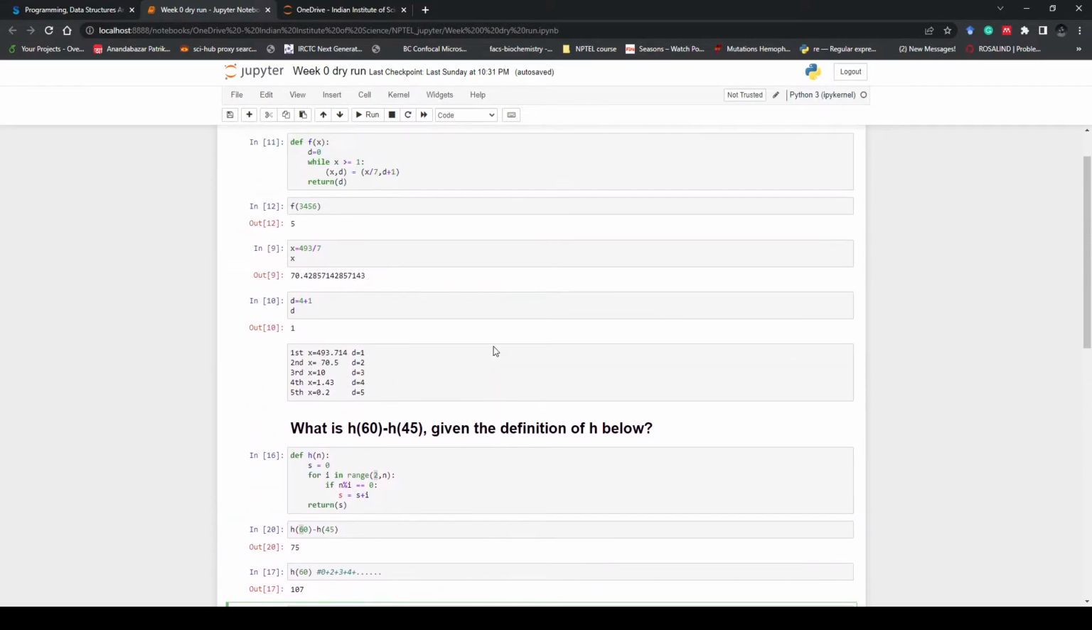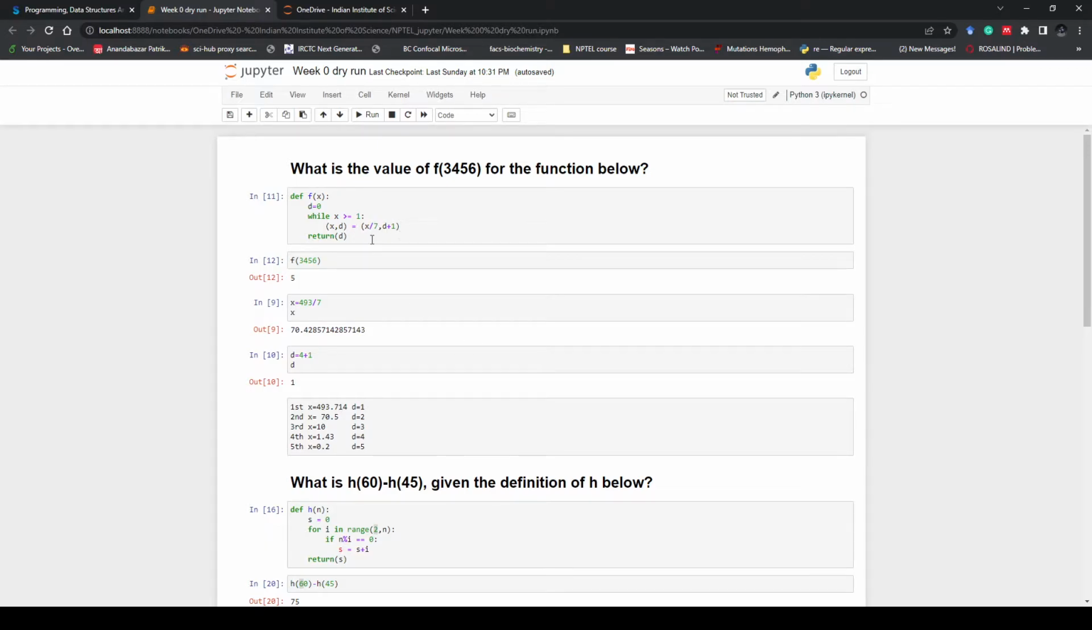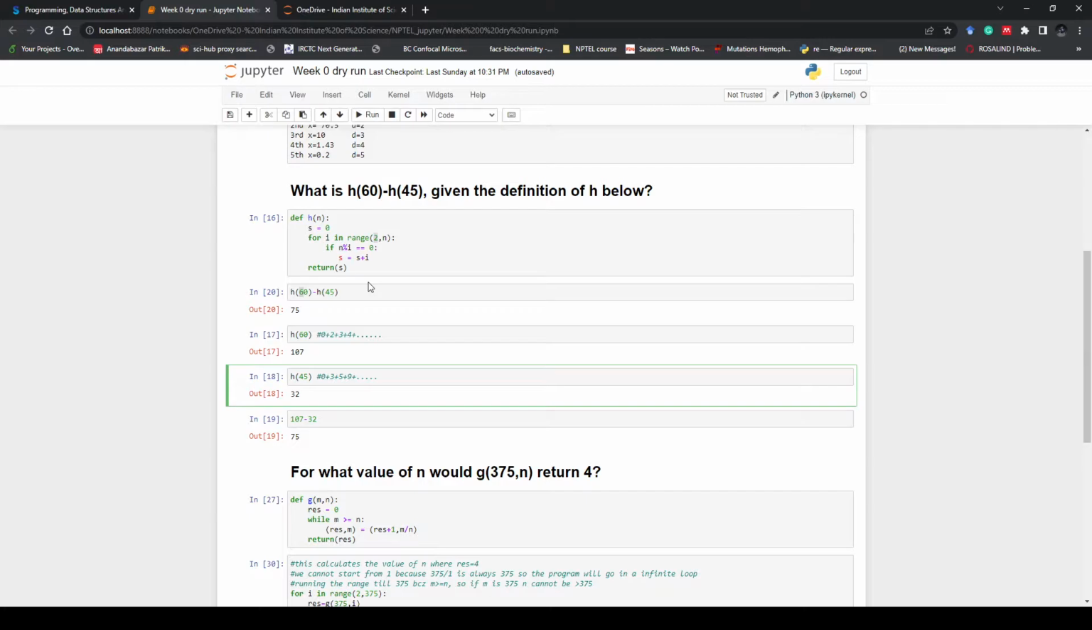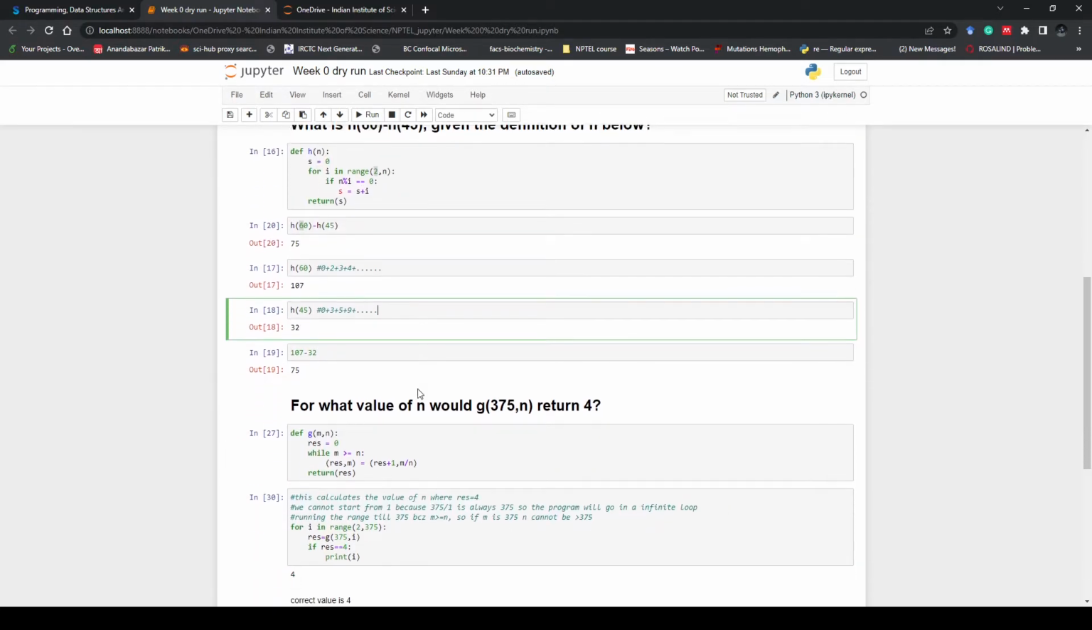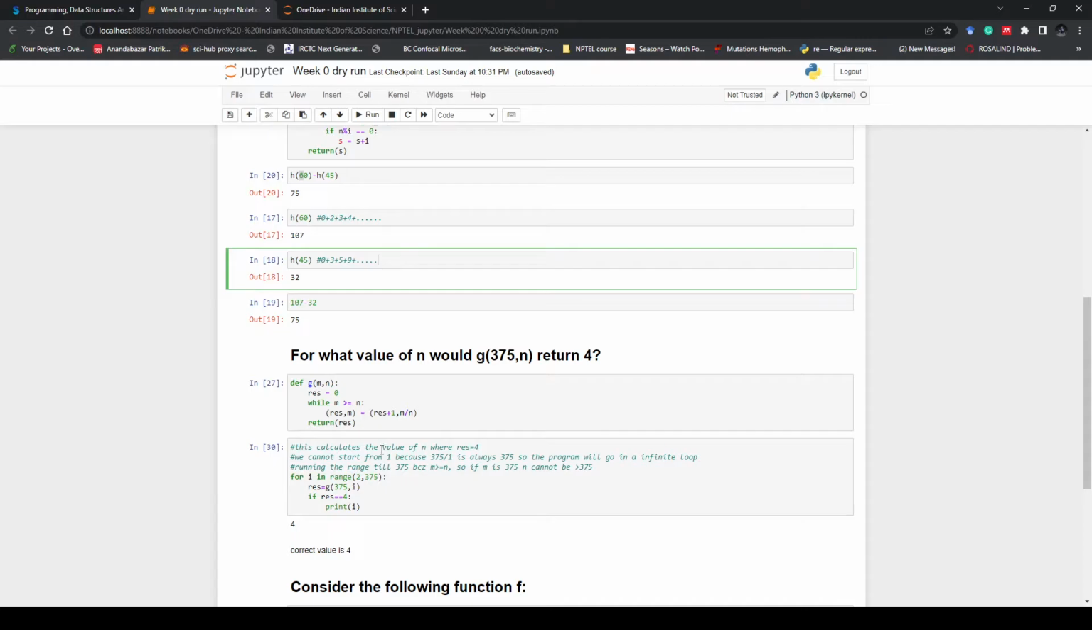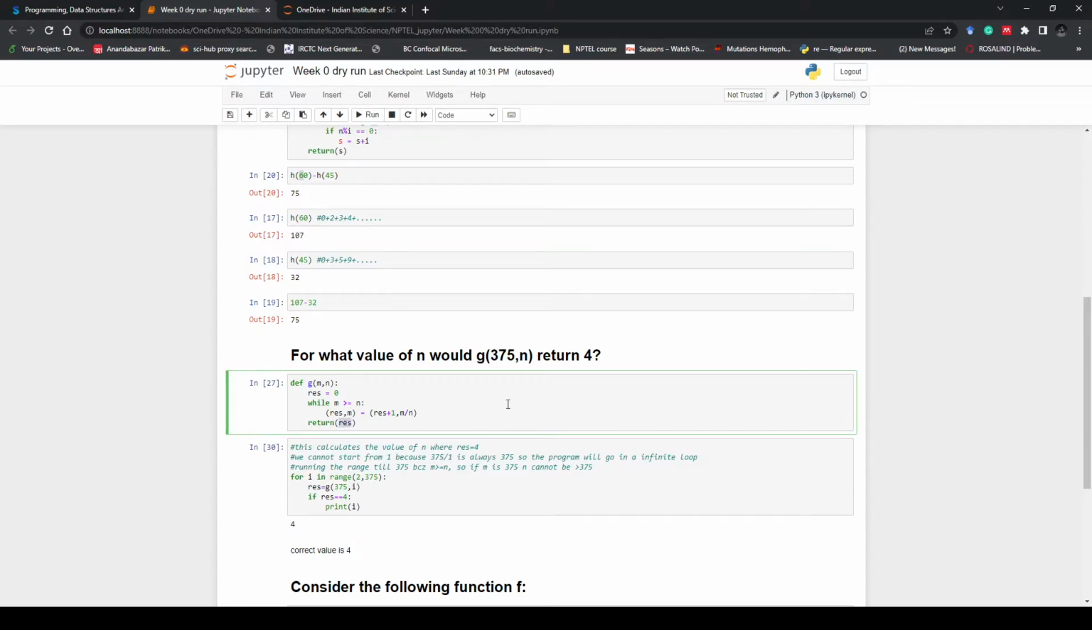So it is kind of similar to the earlier function, but here I am giving n as a variable too. The n was 7 before, but here n is also used as a variable. Okay. And we have to return the result. Now for what value of n will the return be 4?